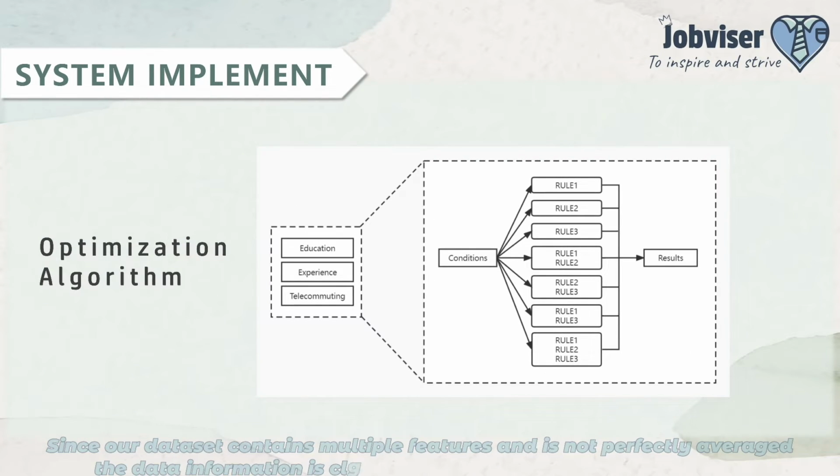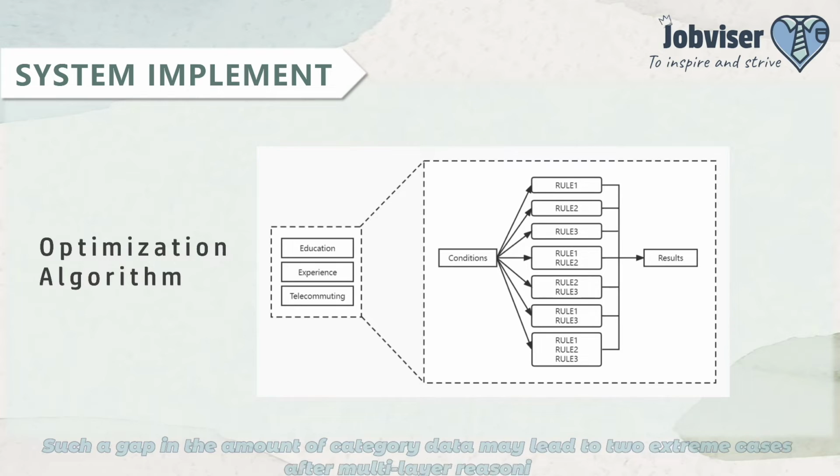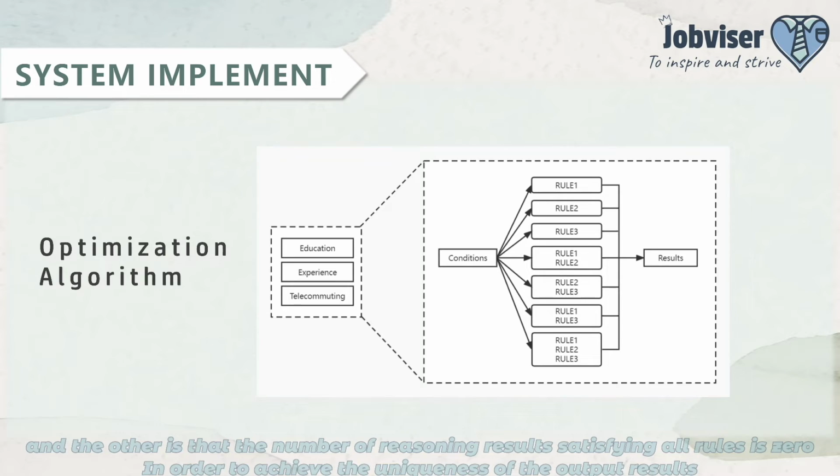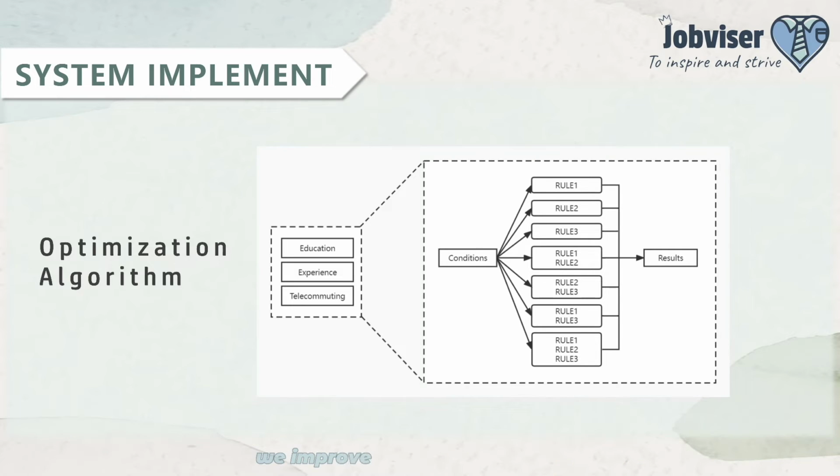Since our dataset contains multiple features and is not perfectly averaged, the data information is clustered and biased across multiple features. Such a gap in the amount of category data may lead to 2 extreme cases after multi-layer reasoning. One is that the number of reasoning results satisfying all rules is greater than 1, and the other is that the number of reasoning results satisfying all rules is 0. In order to achieve the uniqueness of the output results, we improve the reasoning system.